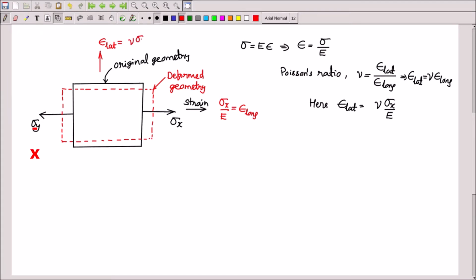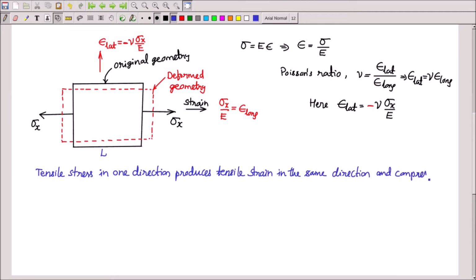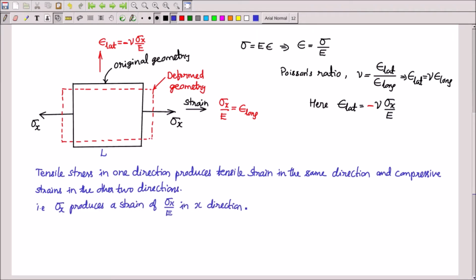But this strain will be compressive in nature. In other words, sigma x is tensile, so it increases the dimension along its application, but laterally it decreases the dimension. That is why strain in the lateral direction should be taken as negative. So in general we can say tensile stress in one direction produces tensile strain in the same direction and compressive strain in the other two directions. That is, sigma x produces a strain of sigma x by E in the x direction and strains of minus nu times sigma x by E in the other two directions, and so on.